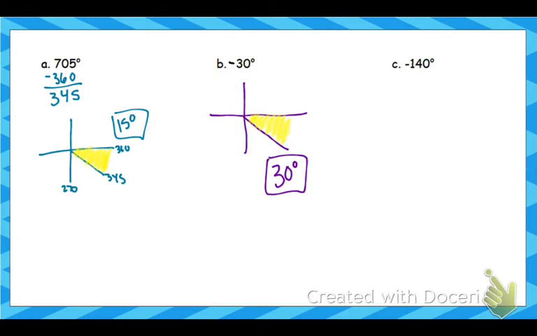All right, then negative 140. I'm going to go backwards 140 degrees, which would be somewhere in here. Not quite to 180, but past 90. The reference angle is the distance between the x-axis and the terminal side. If I went all the way backwards, this would be negative 180, but I've only gone 140. The distance between them is 40 degrees.